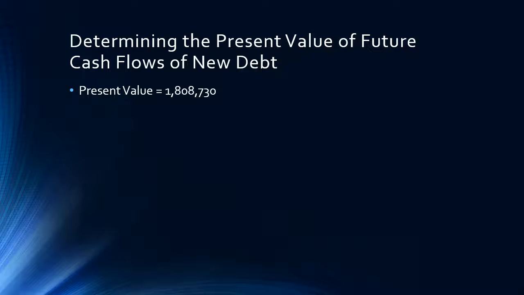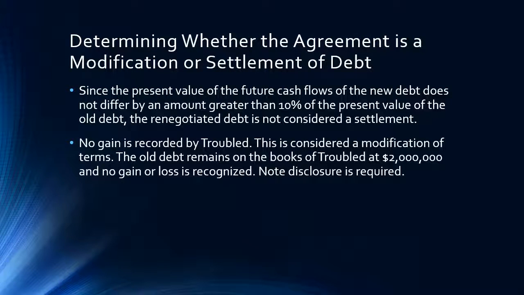So the present value comes to $1,808,730. Now, because the present value, which was $1,808,730, of the future cash flows of the new debt does not differ by an amount greater than 10% of the present value of the old debt, the renegotiated debt is not considered settlement.